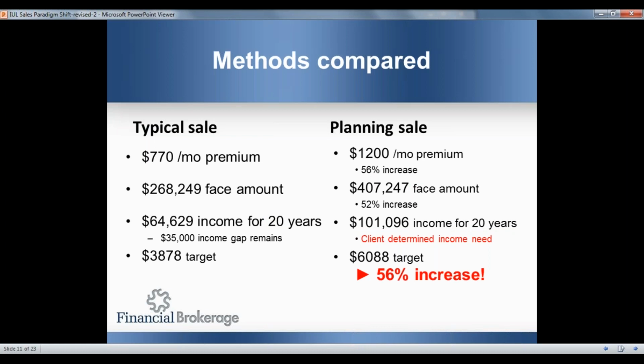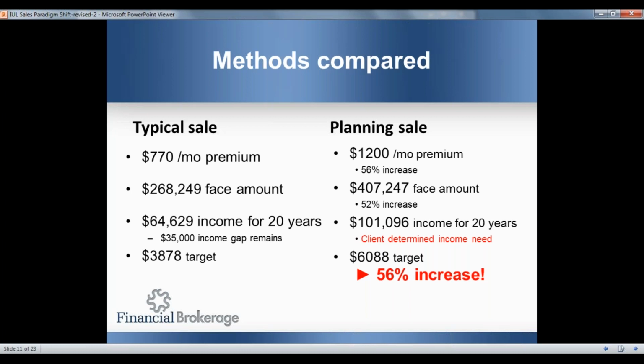So let's compare this to what I'm going to call the typical IUL sale, right? This is the average. So that typical sale, that would be $770 a month. That's that $9,000 a year sale, right? By asking this particular client some questions, we're not getting a $700 sale. We're getting a $1,200 a month sale. That's a 56% increase. The death benefit is 52% greater. We went from just over $250,000 to a $400,000 face amount.